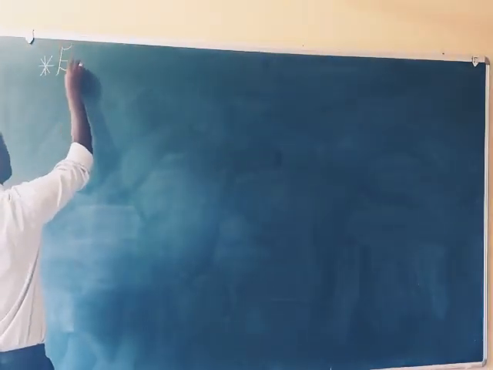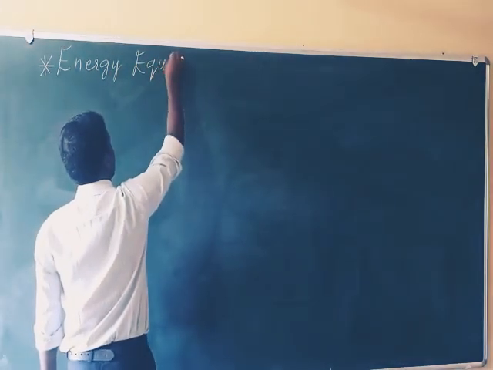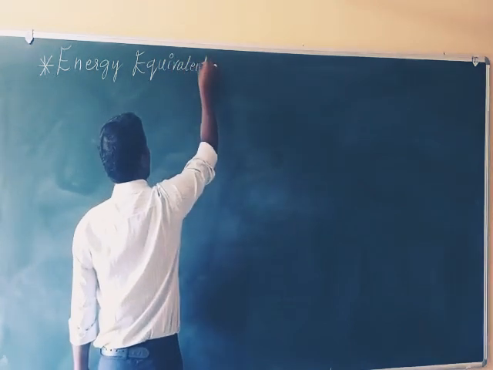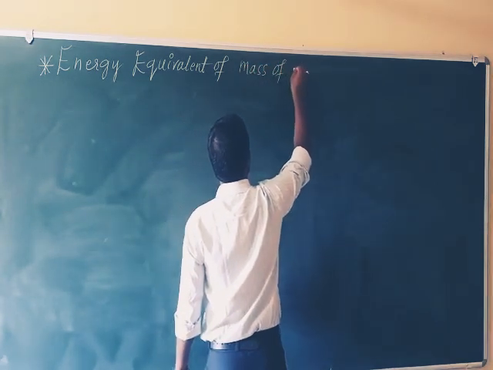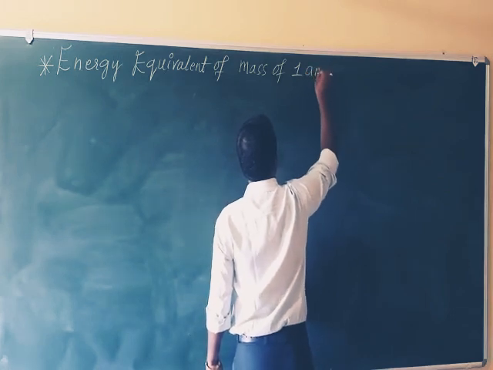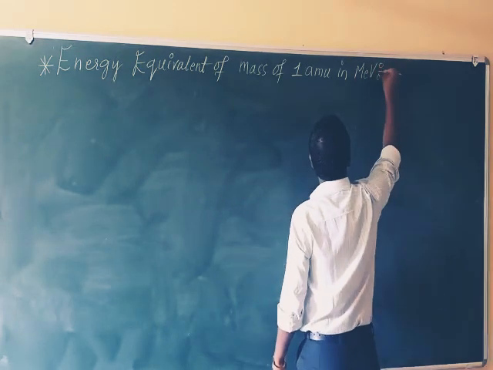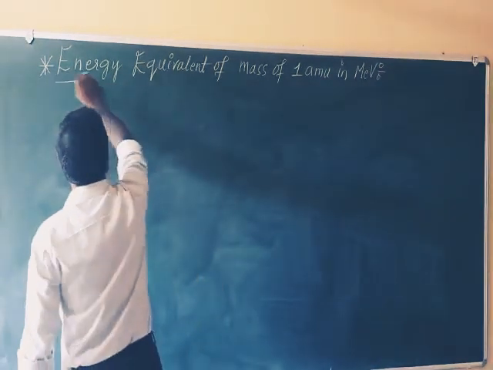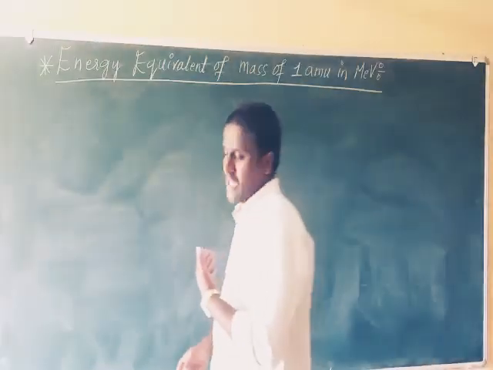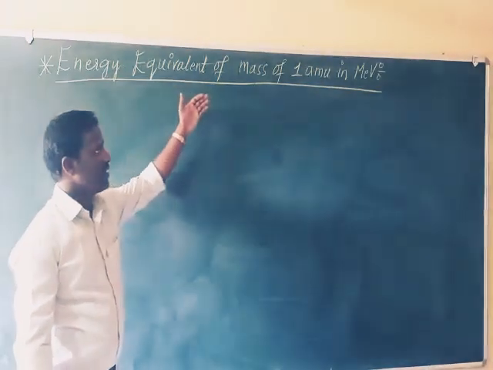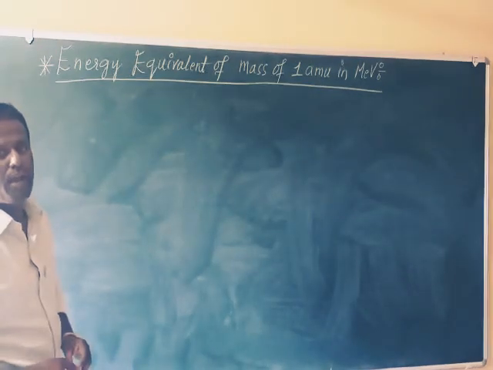the energy equivalent of mass of 1 AMU in mega electron volt. Yes, your concept is energy equivalent of mass 1 AMU in mega electron volt. So what is the meaning of this one? So now you are trying to find what is the value of 1 AMU in mega electron volt.